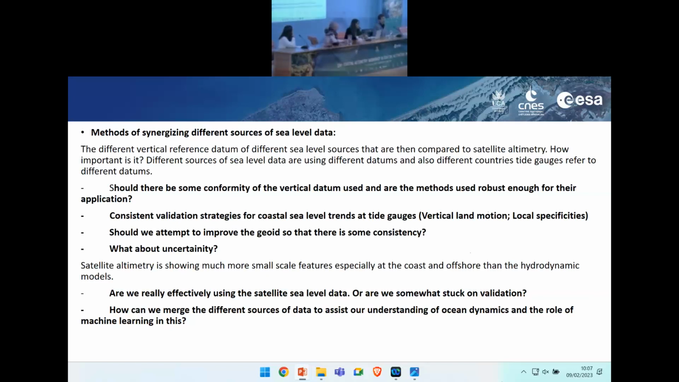And what we found, at least in our research we're doing in Tech, is that there's lots of information the satellite is showing you that is not being used. The small scale variability is not being used. We're just stuck on validation. And this is the point of it. The satellite gives you information at the coast. Yes, this is good for validation.